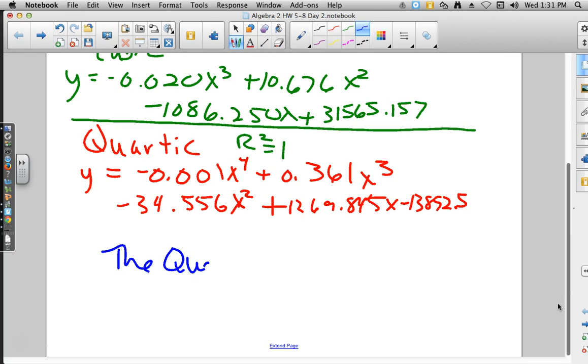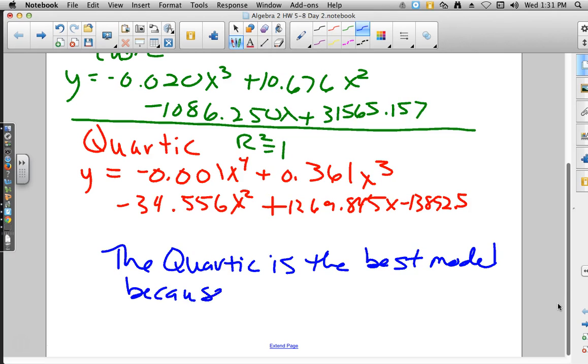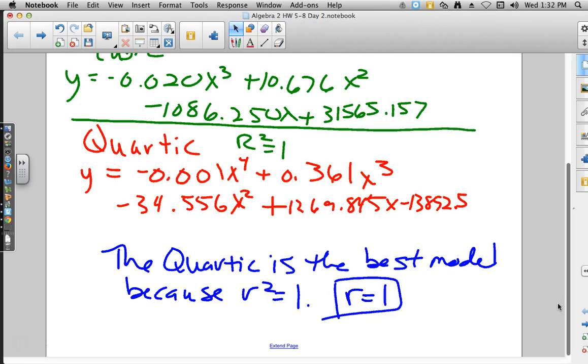So the quartic is the best model because r squared equals 1. If we take the square root of both sides there, we'll get r equals 1, which is a perfect fit. And that would be the reason that we would want to use that model for the quartic.